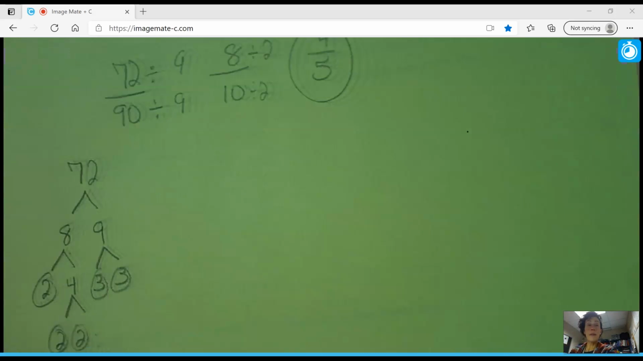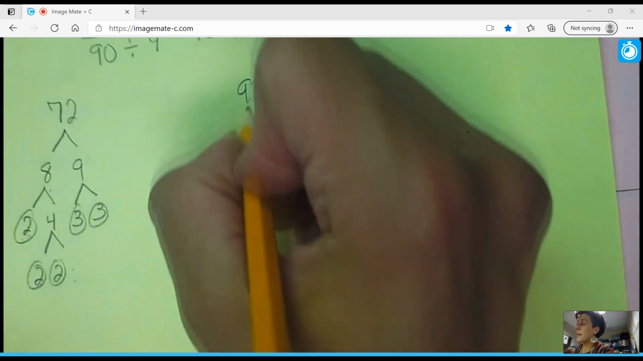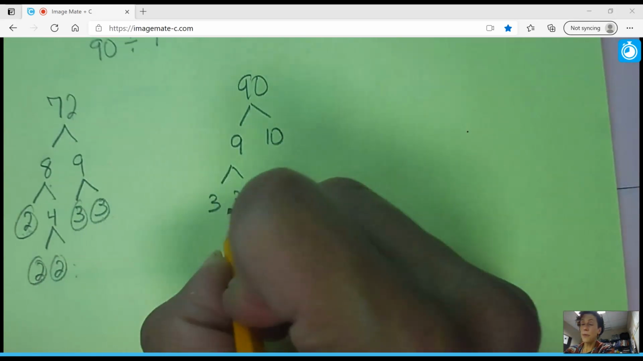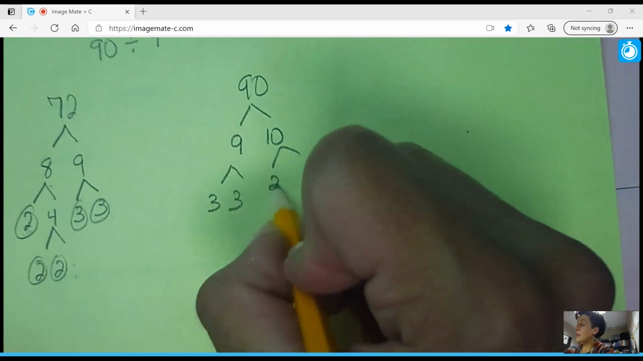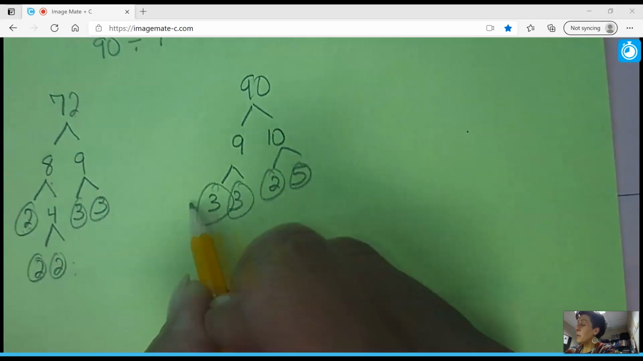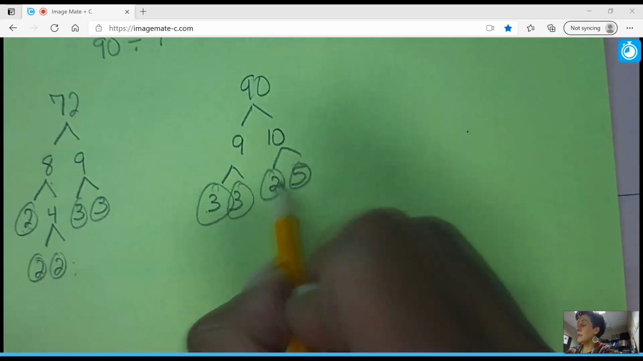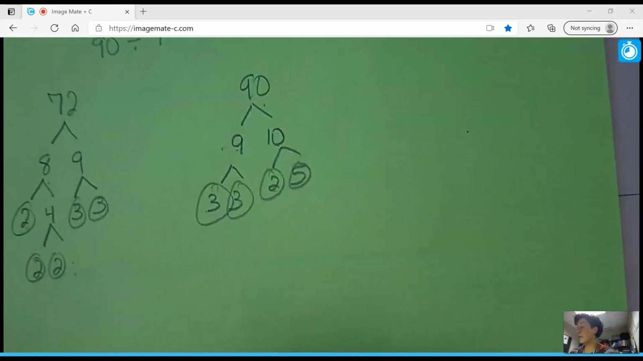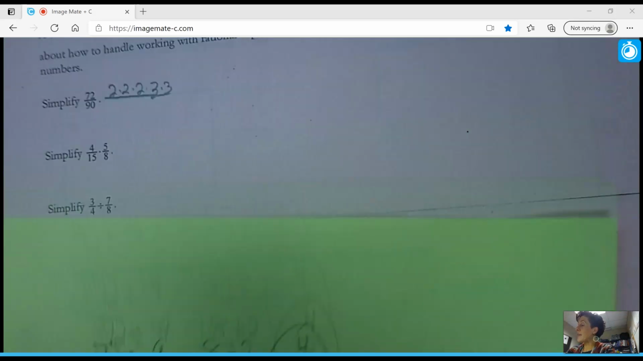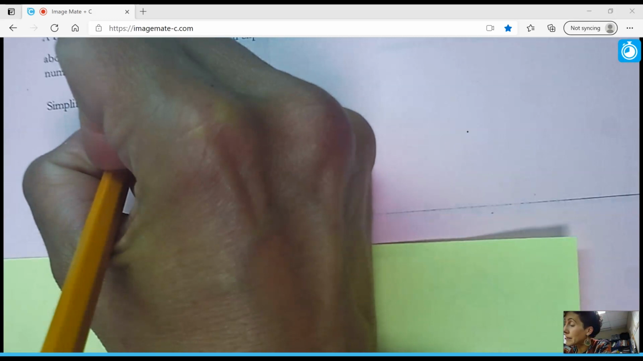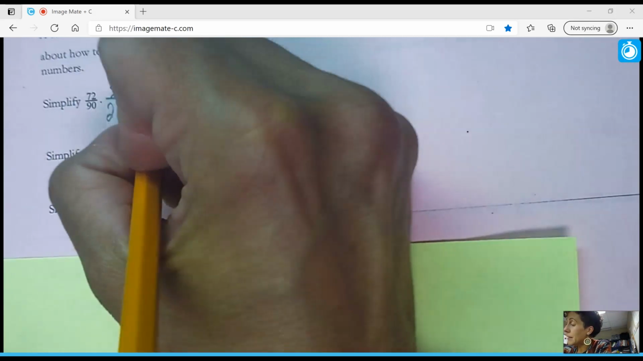So now I'm going to do the same thing for 90. I'm going to make a factor tree. So 9 and 10. The 9 breaks into 3 and 3, and 10 can break into 2 and 5, and that's all I can do from there. If you multiply these, 3 times 3 is 9, 2 times 5 is 10, and you get back to 90. Again, this is called a factor tree. So I'm going to write these now in the denominator in order, so 2 times 3 times 3 times 5.